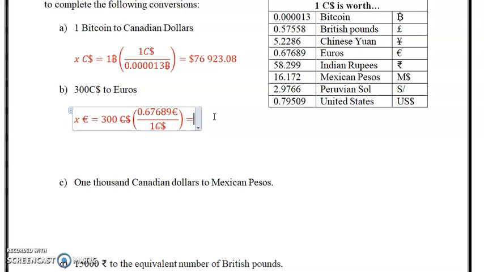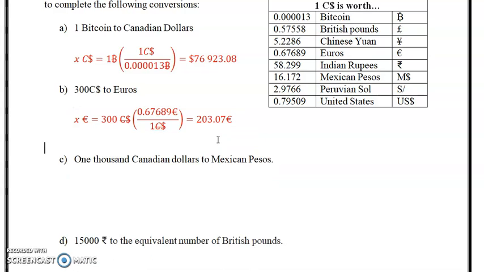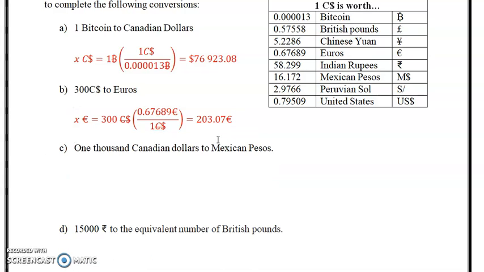So we take 300 multiplied by 0.67689, and that is equal to 203.067, so 7 cents. Okay, and that's in Canadian, or sorry, euros. I apologize, and I'll just put the euro symbol at the end. Again, I'm not sure if that goes at the front or the end, but there it is.